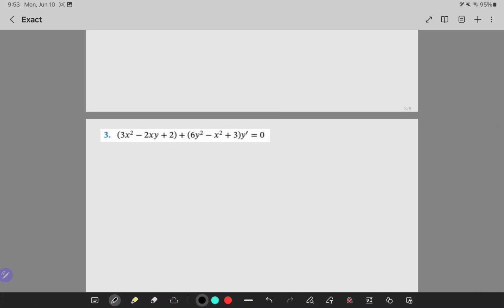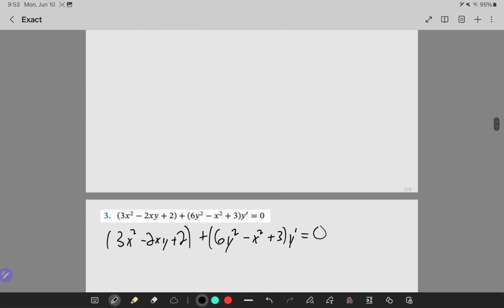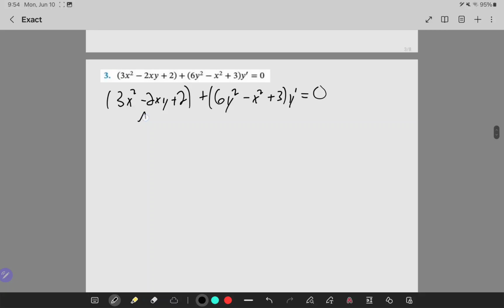So this one, we have 3x squared minus 2xy plus 2 plus 6y squared minus x squared plus 3 times y prime is equal to 0. So this looks a little more complicated, but it's really not that bad. Which one's M, which one's N again? Okay, so yeah, this one's M. This one's N. Let me do that in green.